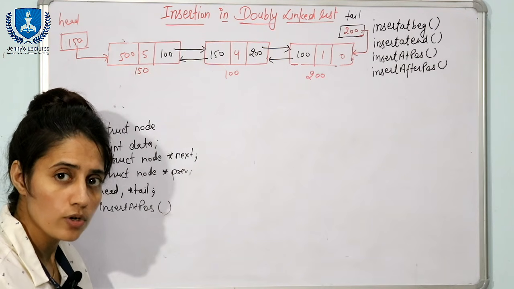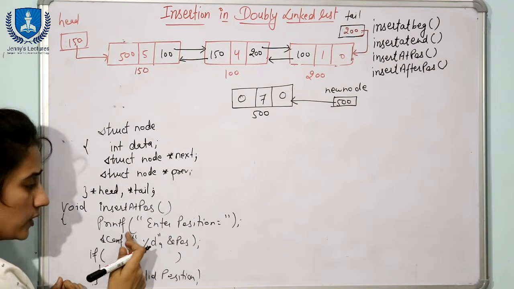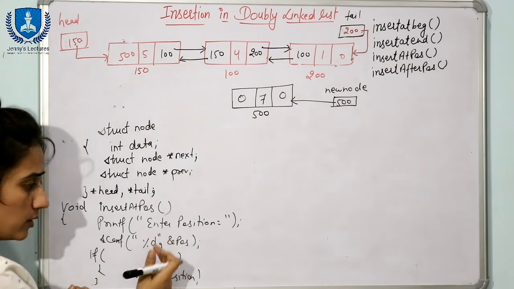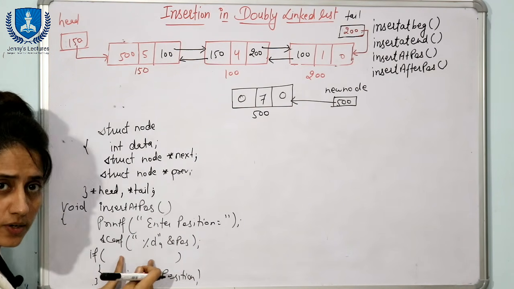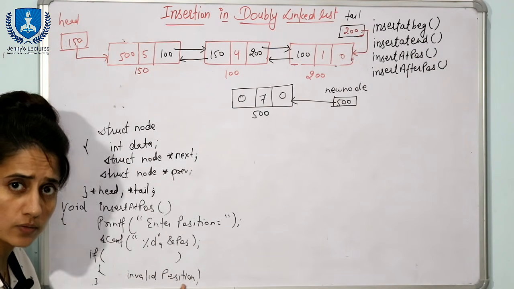In the else part, what you will write, that thing here I am going to write. So first of all, in this function you can ask the user to enter the position, and in an if statement you can write: if position is less than 1 or greater than the length, then you can say invalid position, right?